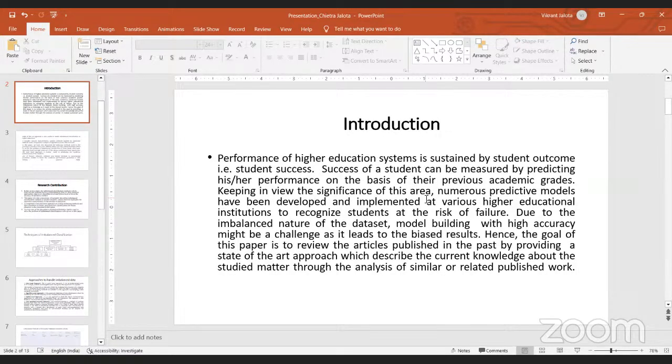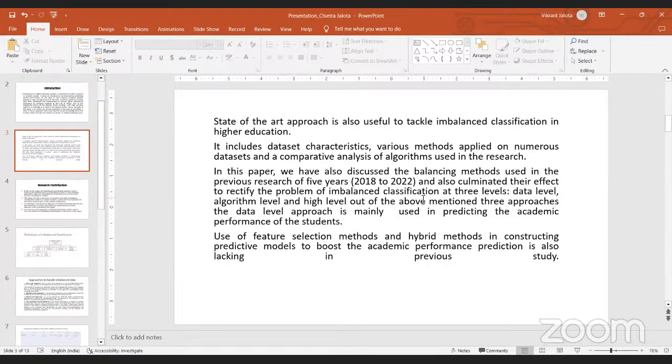When we talk about the review, I have used the state-of-the-art approach. The state-of-the-art approach includes my dataset characteristics, whatever methods have already been applied in previous research, and whatever algorithms and their comparative analysis; all this comes under the state-of-the-art approach, which we have used for this systematic literature review. This paper is related to the literature review of the last 5 years. In this paper, we have also discussed the balancing methods used in the previous research of 5 years and culminated their effect to rectify the problem of imbalanced classification, which exists at three levels: data level, algorithm level, and hybrid level. Apart from these three levels, we can use feature selection.